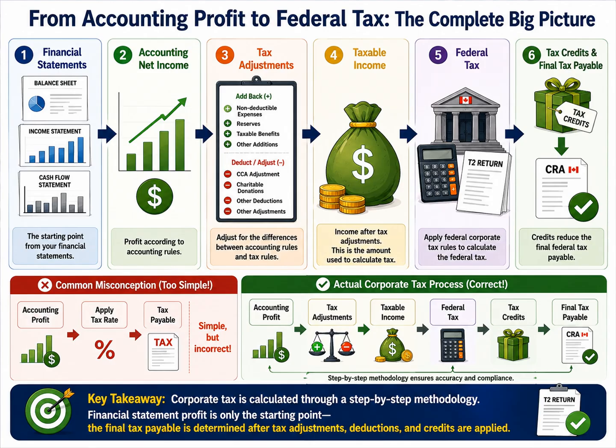The key takeaway is that corporate tax calculation is a structured, step-by-step methodology. Accounting profit is only the starting point, while the final federal tax payable is determined only after all required tax adjustments, deductions, and credits have been properly applied.